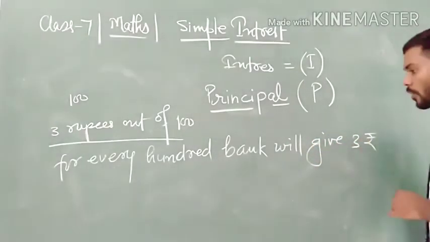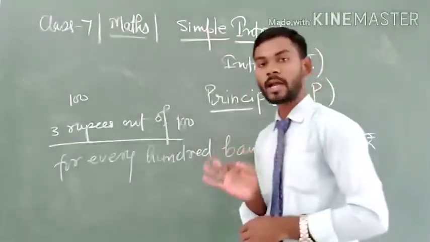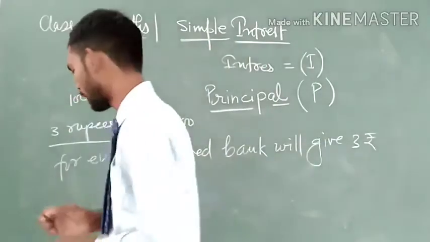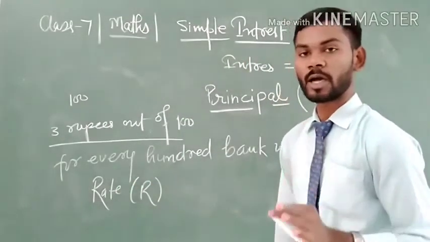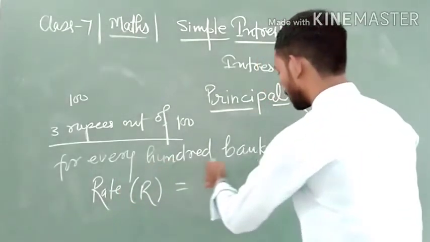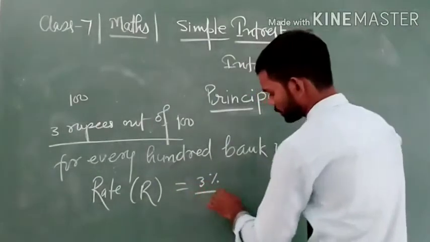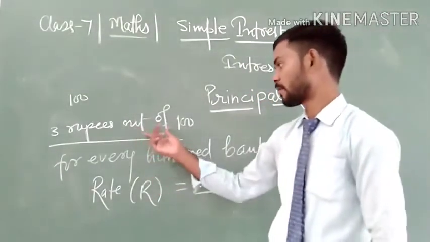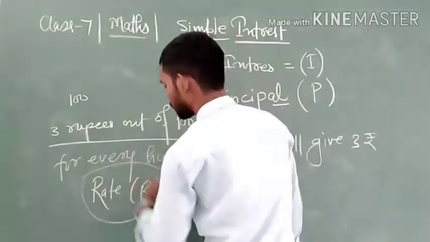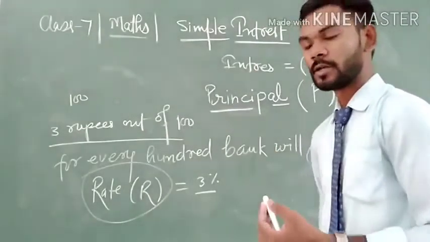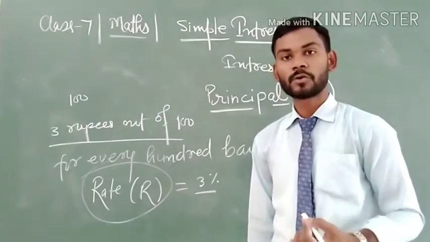For every 100, the bank will give 3 rupees, which means that the bank has a fixed rate. Rate is always given in terms of percentage. Here, for every 100, the bank gives 3 rupees, which means the rate of the bank is 3%. So the next term is the rate. What is the rate? The money that we get for every 100 is called rate.